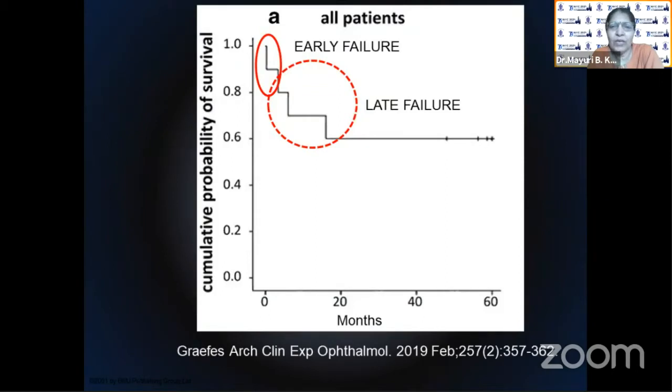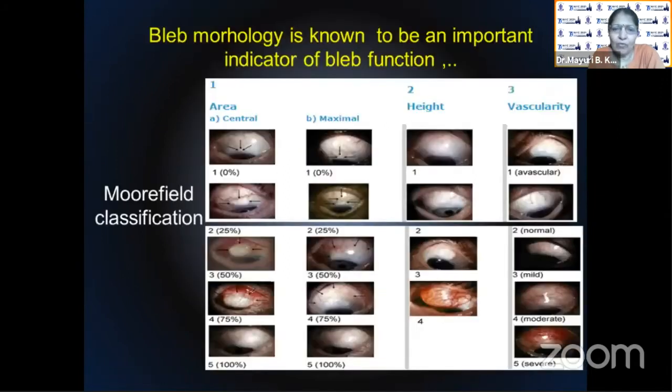Now, this graph is showing us that the failure of the trabeculectomy is seen as a steep fall in the early period. Up to 20 months, you can see the steep fall in the success rate, and later on, it becomes almost a straight line. So we have to identify which are those cases which are possibly going to fail in the early postoperative period. Various classifications are available to assess bleb morphology, which is an important indicator for bleb functionality.